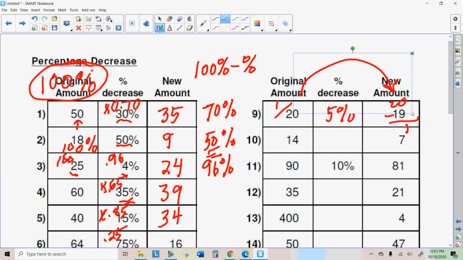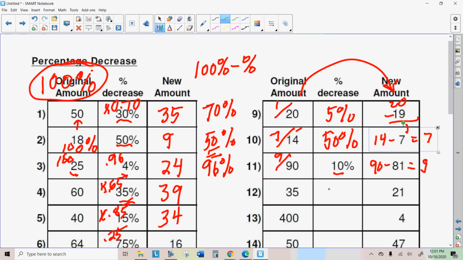If I go from 14 down to 7, 14 minus 7 is 7. 7 is my part, 14 is my whole. Well, we can see that's half, so 50% decrease. The way you get 10% here is you do 90 minus 81. That means you went down 9. 9 out of 90 is the same as 10% when you change it to a decimal. Go ahead and finish those up.